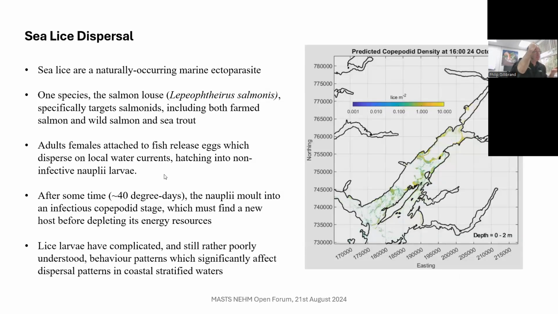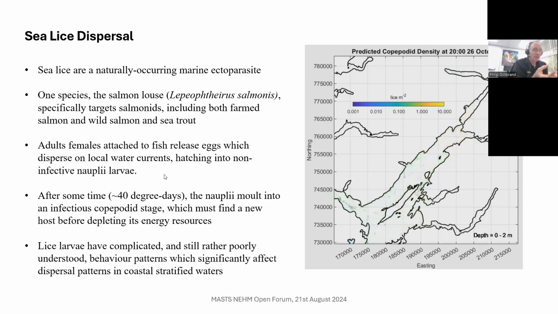I'm going to talk a bit about sea lice modeling, because we do that a lot and have been doing that a lot for the last few years in Scotland. It's a really interesting problem. Sea lice are a natural ectoparasite. One of them, the salmon louse, specifically targets salmon and sea trout, both farmed and wild.